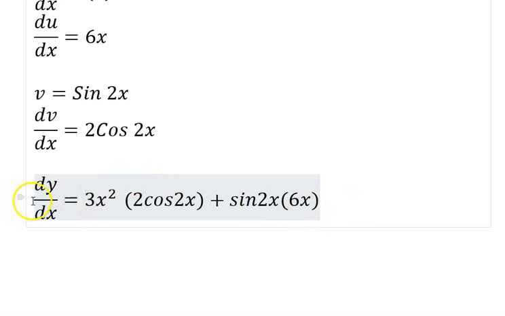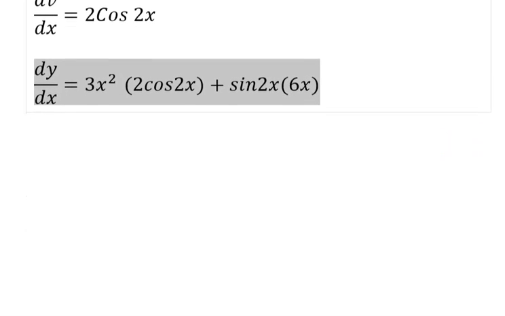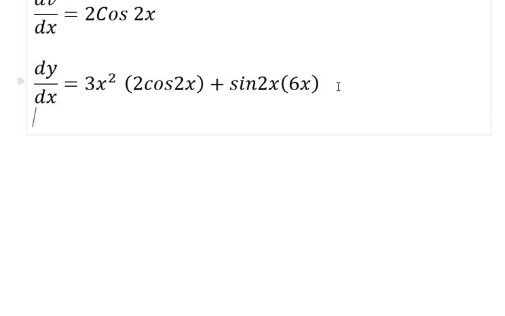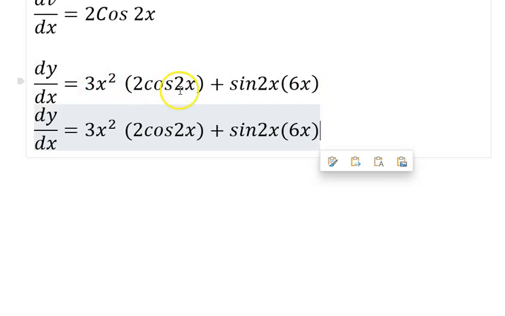So all we just need to do now is let's just open up what we have here. We have 3x squared times 2 cos 2x. By implication, if we multiply this 2 times this 3x squared, 2 times 3 will give us 6. We now have 6x squared cos 2x. That's what we're going to have here.